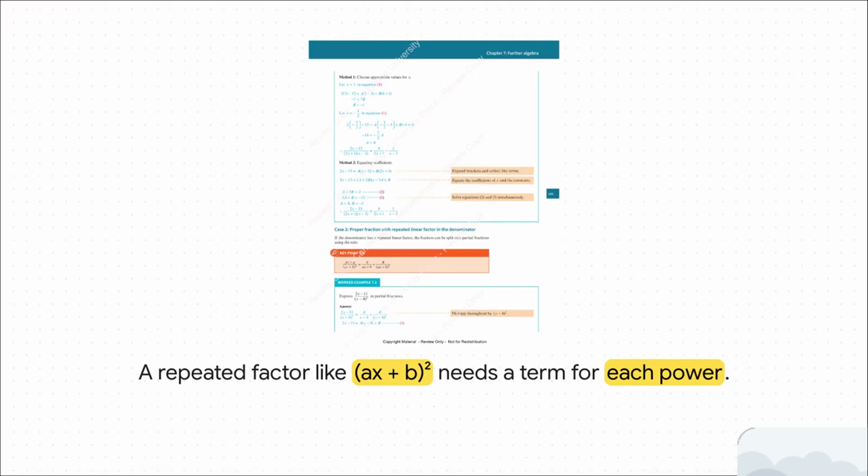Now listen up, because this is the single most important rule for this case. It's where everyone messes up. If you have a factor like ax plus b squared, you need to account for every power of that factor. That means you need a fraction for the factor to the power of 1 and a fraction for the factor to the power of 2. If it was cubed, you'd need 3 fractions. Don't forget the lower powers.